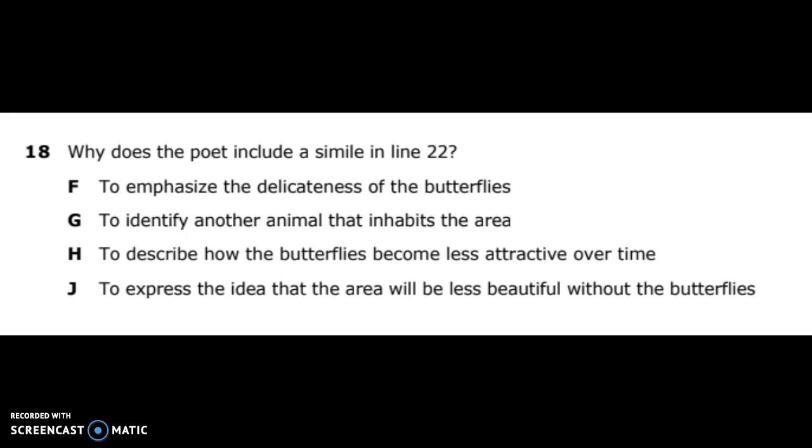18. Why does the poet include a simile in line 22? F. To emphasize the delicateness of the butterflies. G. To identify another animal that inhabits the area. H. To describe how the butterflies become less attractive over time. J. To express the idea that the area will be less beautiful without the butterflies.